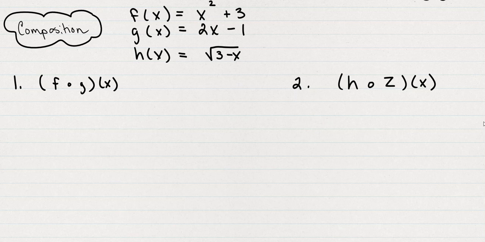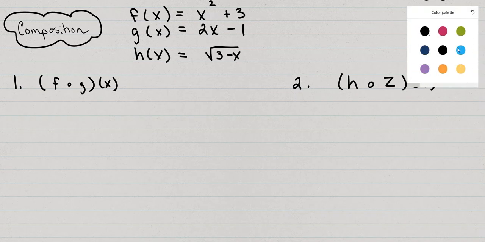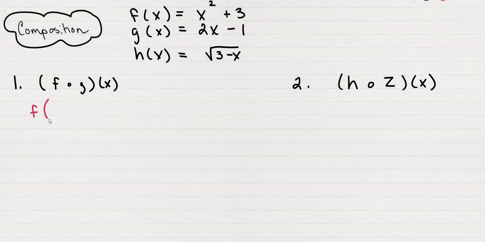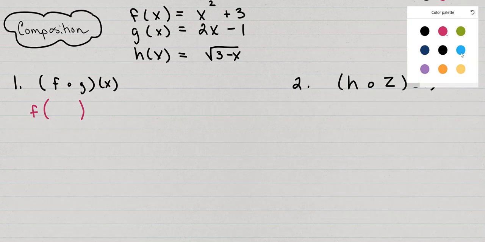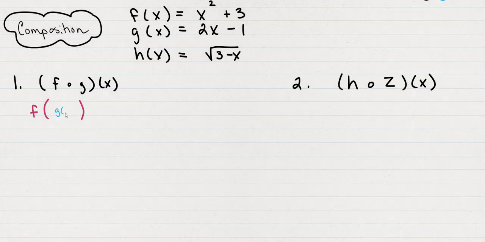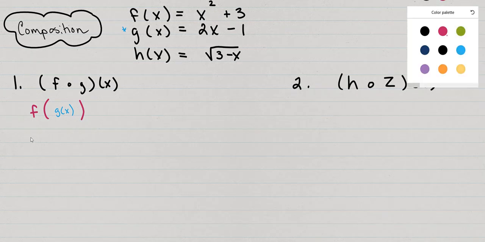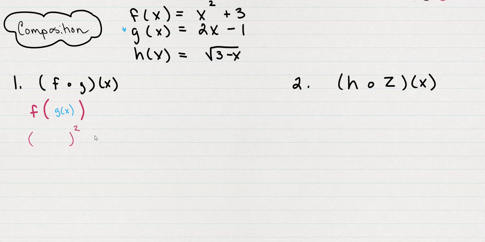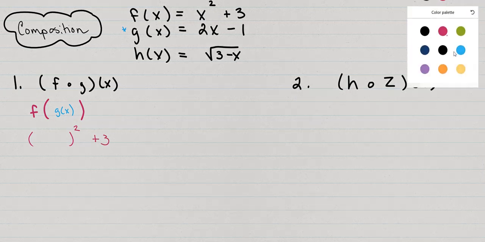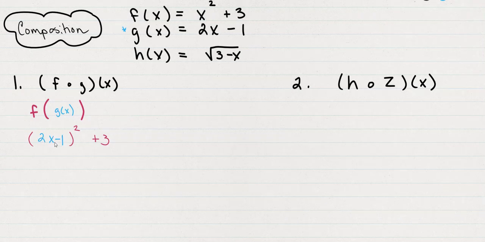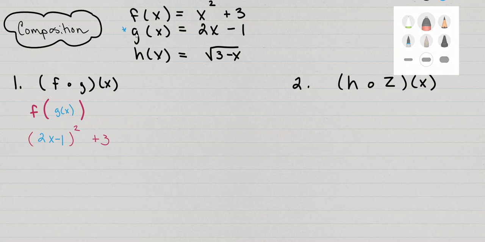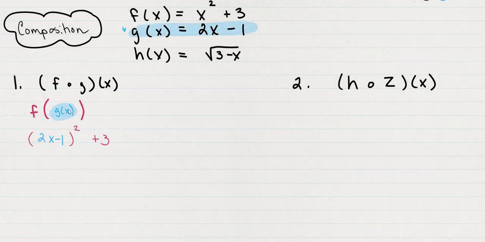Let's start with this composition of functions. When I see this f of g of x, I read it f of g of x, and I could write it f of g of x like this. I'm going to color code this g function. And what this means is we're going to take our f function, the x squared plus 3, and we're going to replace the x with the 2x minus 1. We're going to replace x with g of x. We're going to replace x with 2x minus 1.